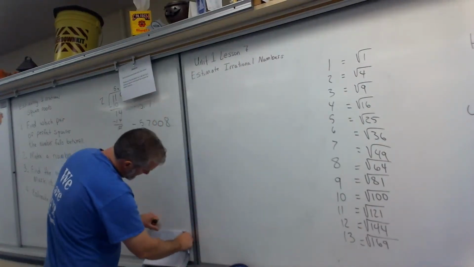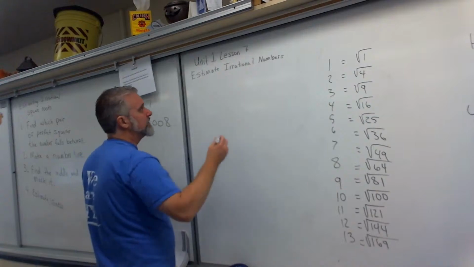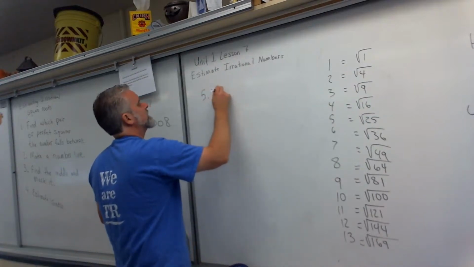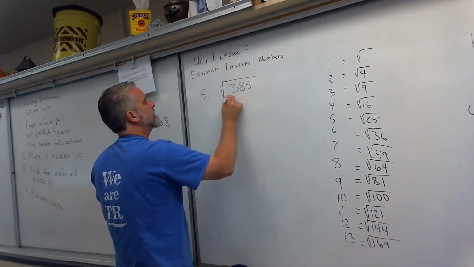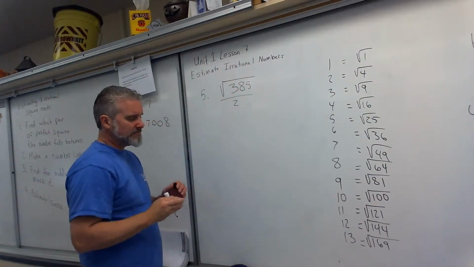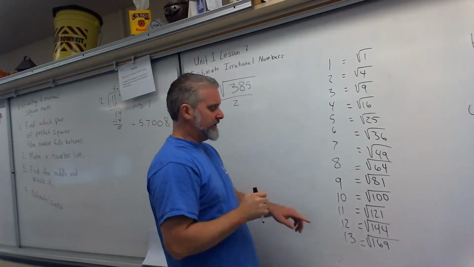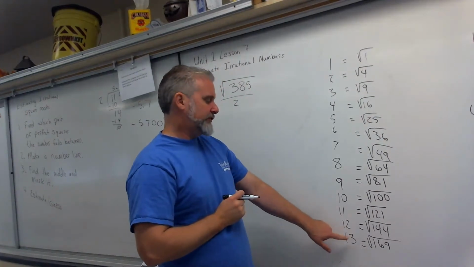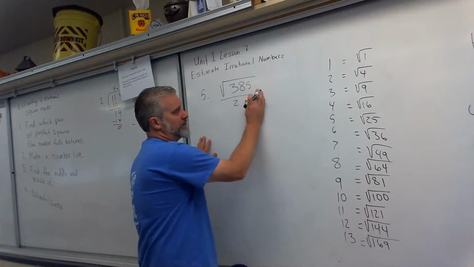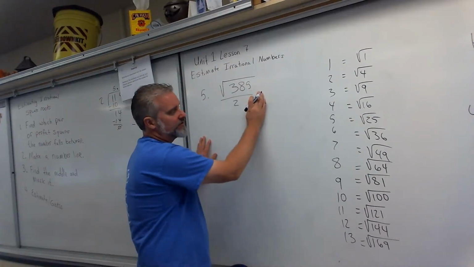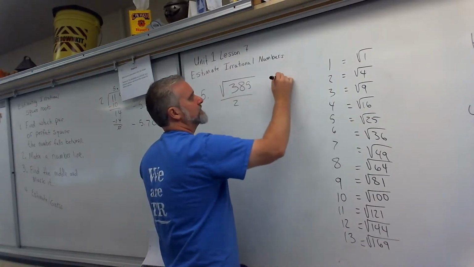Problem 5, we have a big number. Square root of 385 over 2. Now my handy dandy chart over here only goes up to 13 squared, which is 169. So now we're going to need some bigger numbers here. This is going to work. So we're going to throw 20 up here.